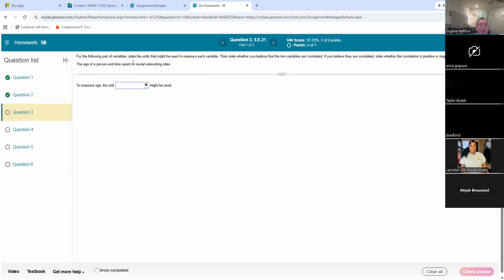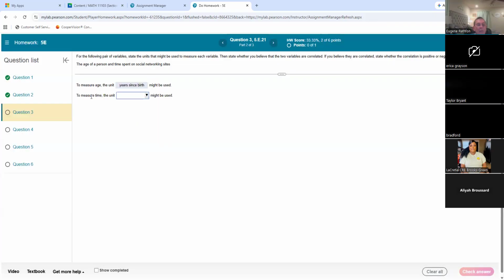All right, so let's see. For the following pair of variables, we're going to state what units might be used to measure each variable. Then we'll state whether we think they are correlated. And if we think they're correlated, positive or negative. So the age of a person and time spent on social networking sites. So to measure age, what units would we use? You got years since birth, minutes per website, hours, or degrees Fahrenheit. What would y'all put there? And y'all remember we're measuring age. So years since birth sounds good. So you'll put that in.